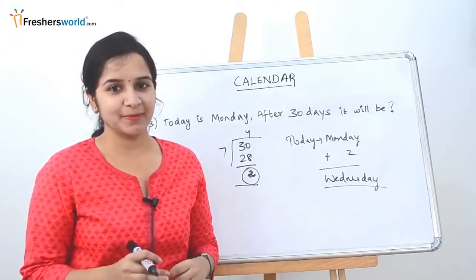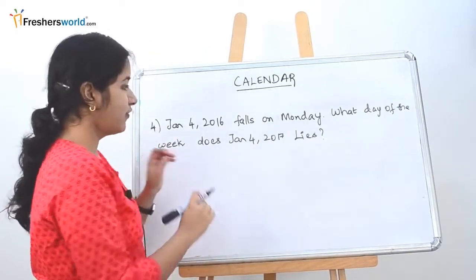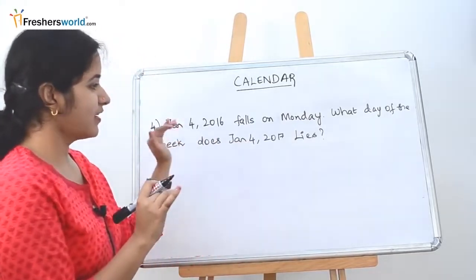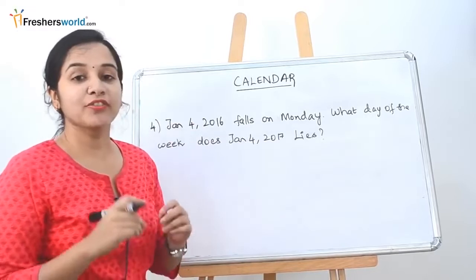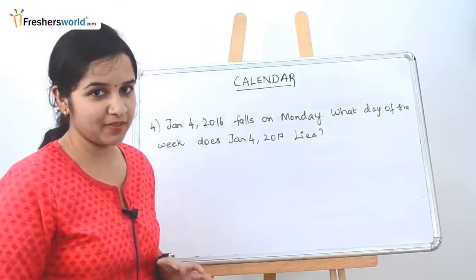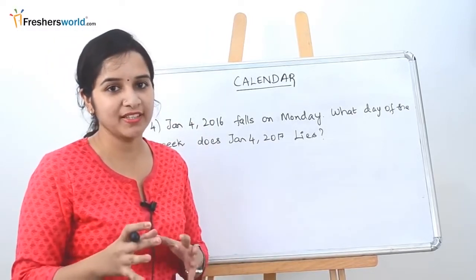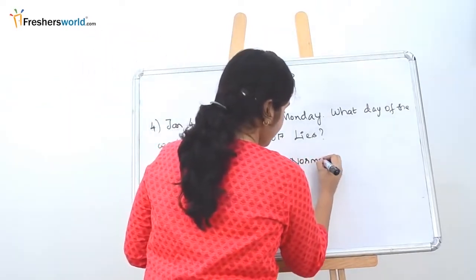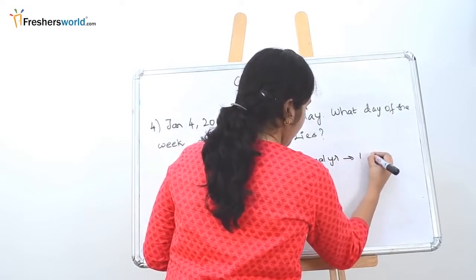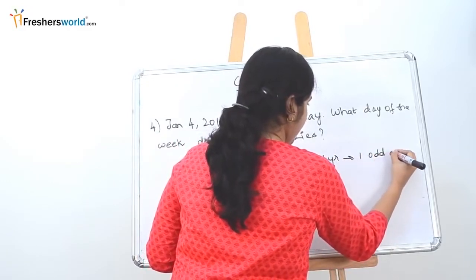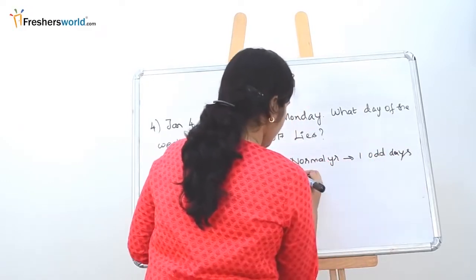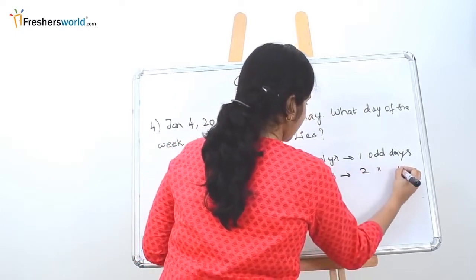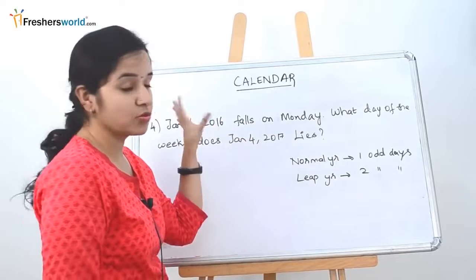Let's solve another sum. The next question is, Jan 4 2016 falls on a Monday. So what day of the week does Jan 4 2017 fall on? If you have seen our calendar first part video, it would have discussed the odd days in a normal year and a leap year. In a normal year, we have 1 odd day. In a leap year, we have 2 odd days. So this is going to be the basis for solving this sum.